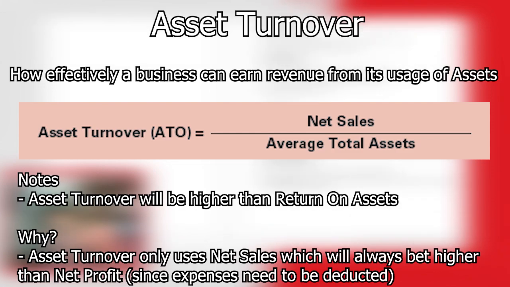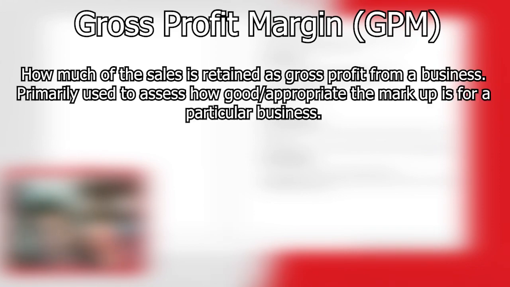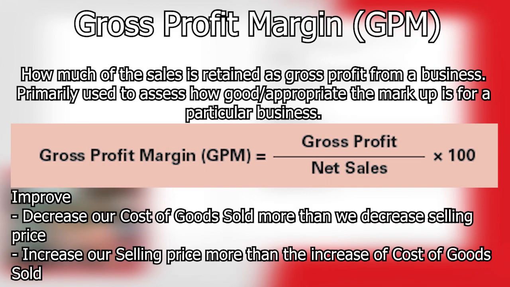The next one we're doing is gross profit margin. So this measures how much of business sales is retained as gross profit, primarily used to assess a firm's markup. So this is gross profit over net sales. And then how to improve that? We either lower our cost of goods sold or increase our selling price, with the net result being, no matter which one we pick, our markup percentage increases.